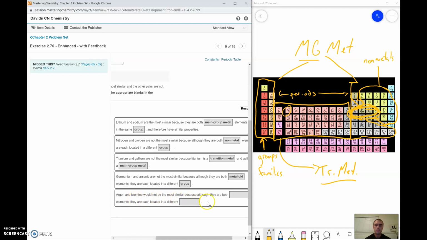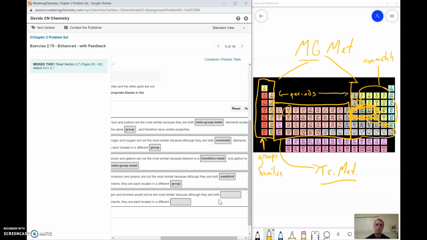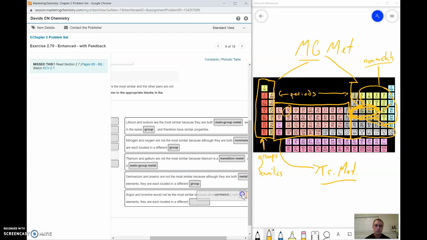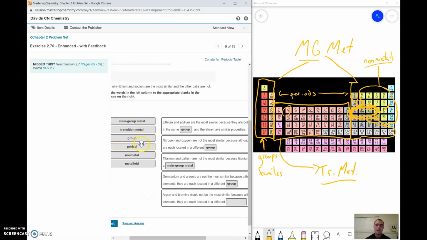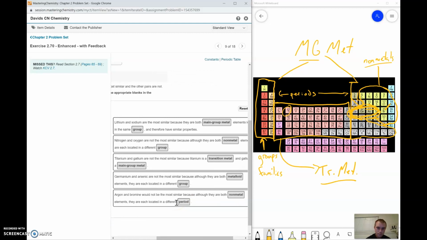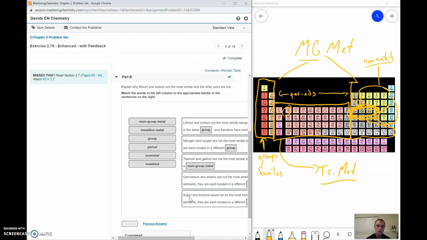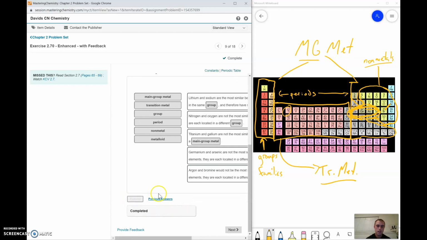Argon and bromine would not be the most similar because, although they are both blank elements, they are each located in a different blank. And now we've got argon and bromine right here. They both fall under the category of nonmetals. So we can drag nonmetal here. They are each located in a different, I feel like they're both in a different group and period. So really, either one of these should be the correct answer because they're not in the same row and they're not in the same column. Okay, so they are both in a different group and a different period. And then we can hit submit. And it tells me it's completed. I know that those are the right answers though.